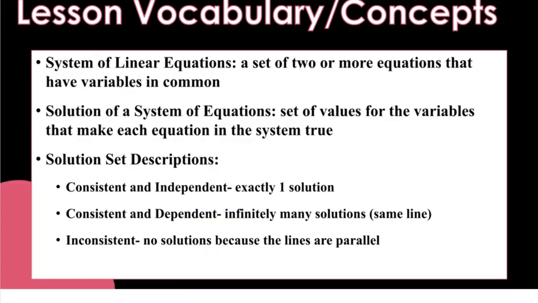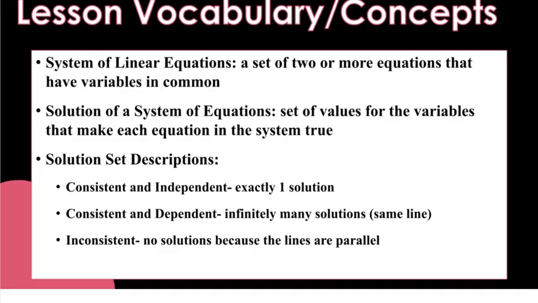Now, a system of linear equations is a set of two or more equations that have variables in common. The solution of a system of equations is a set of values for the variables that make each equation in the system true. So in other words, we want to find out where these two lines meet. And the place that the two lines cross is the solution to the system.